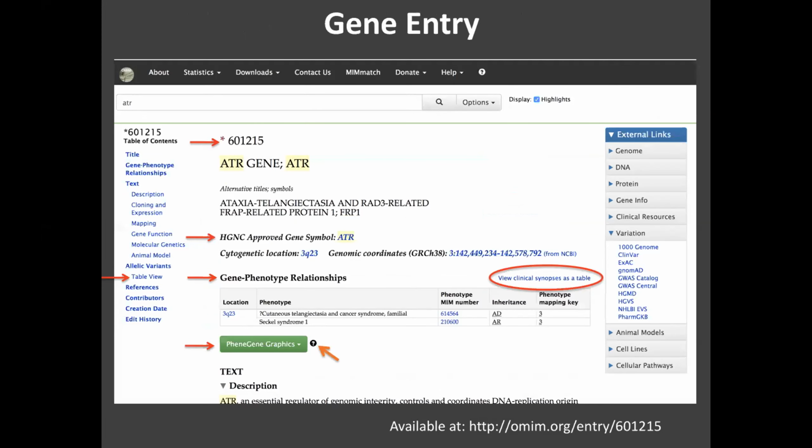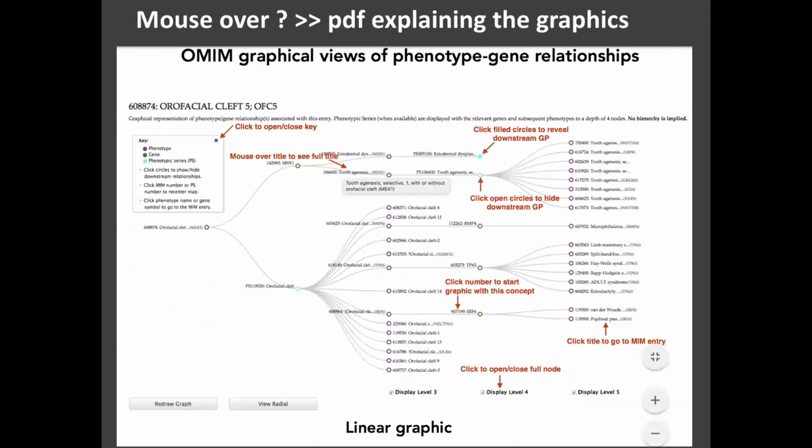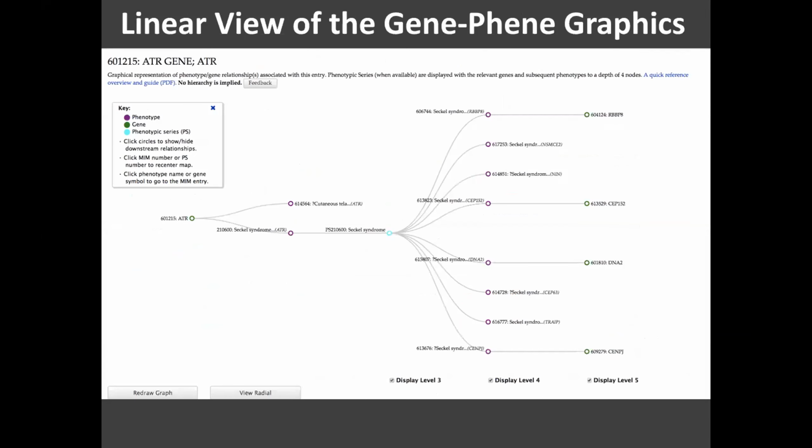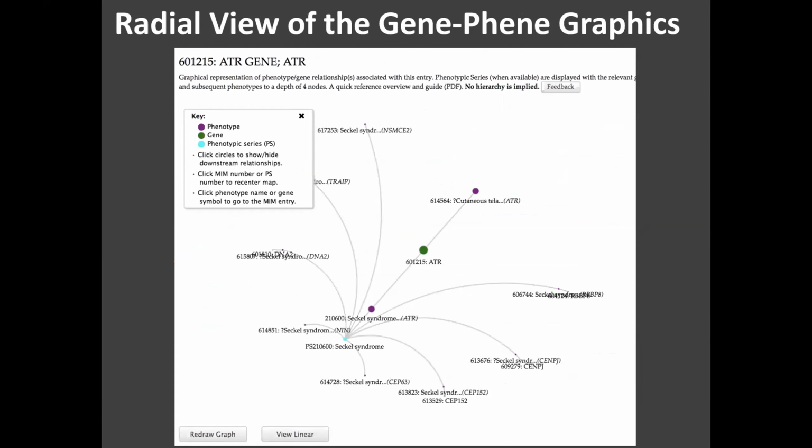The green box shows a visual representation of the relationship between genes and phenotypes in OMIM. This is a PDF that explains what these relationships and all these symbols mean, but this is what it will actually look like, and each of these things are hot links that'll let you know more about the disease, the gene, and their relationships. That's a linear view, that's a radial view, and it rotates in real time, but I'm sorry I did not capture it in that way.